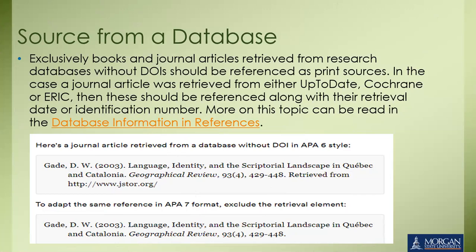Now, there's more information I've posted here for you toward the end. There are some slides, and I give you the information on how to go online and find this database information and references. So just so that you can see here, the first one is APA 6th edition style, and you see it's retrieved from, and you can see the website. And in the 7th edition style, the website or URL is not included.